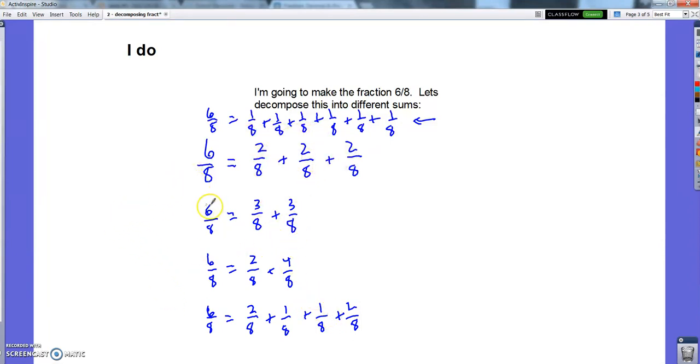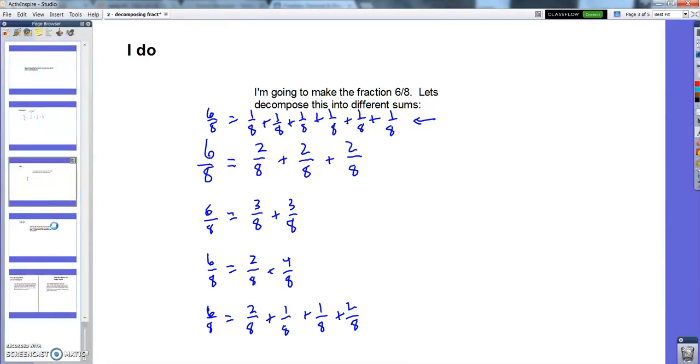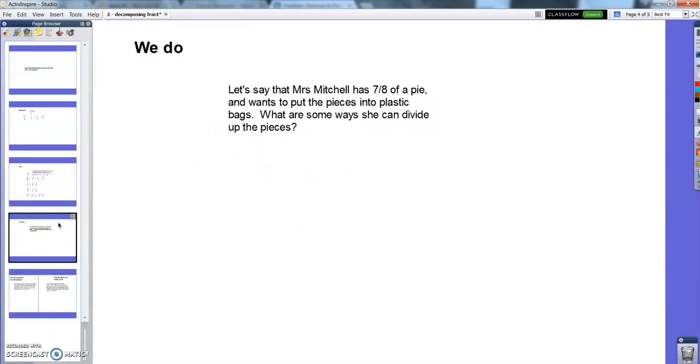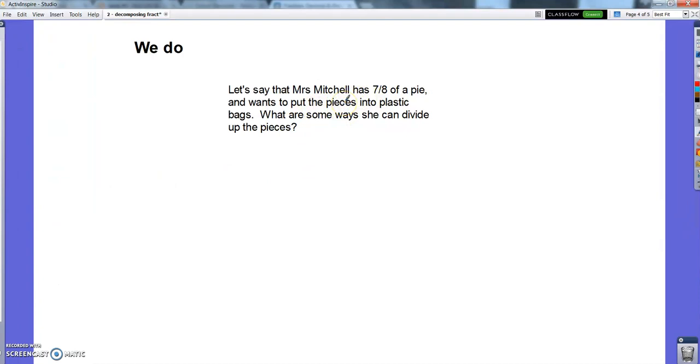All right? So open up your math notebook. Let's do one together. I'll do a word problem this time. All right. Let's say Miss Mitchell has 7/8 of a pie. She made a pie. She ate a piece. And she has 7/8 left, and she wants to put the pieces into plastic bags. What are some ways she can divide up the pieces? So let's think this over. So she's got her 7/8 of a pie, and lots of ways she could do it.